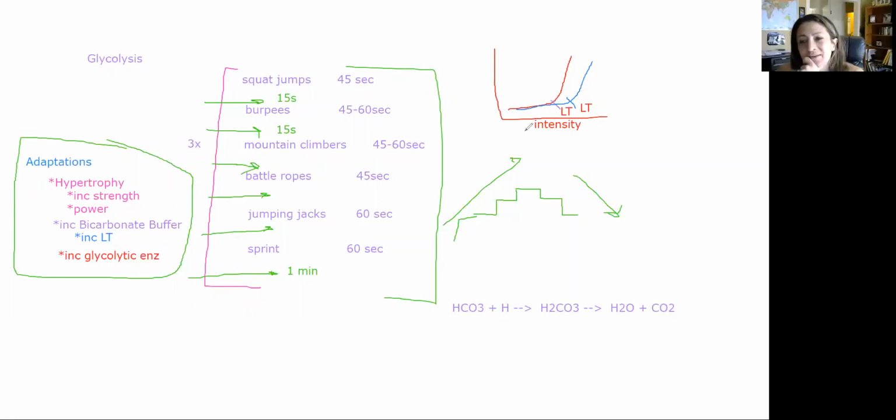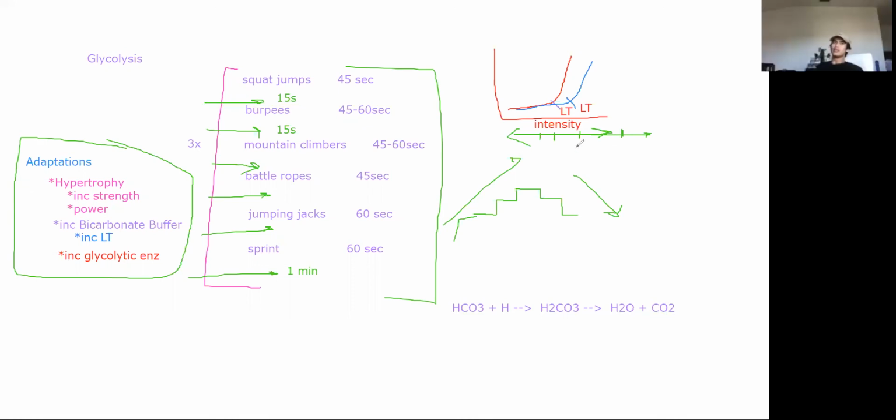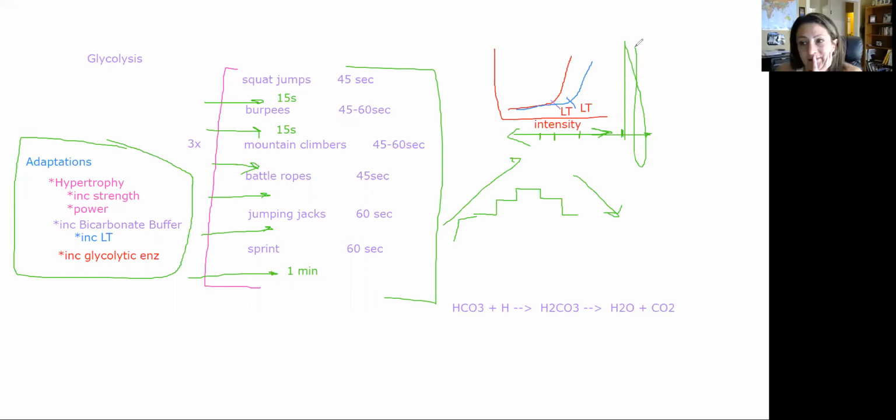Where on this continuum of intensity is your 100-meter sprint? Is it at your lactate threshold? Is it below your lactate threshold? Is it a little bit above your lactate threshold, or is it way above your lactate threshold? Your all-out sprint. All-out sprint would be way above. Maximal intensity. Right. Does your lactate threshold affect your performance at your max intensity? No, because you're above it.